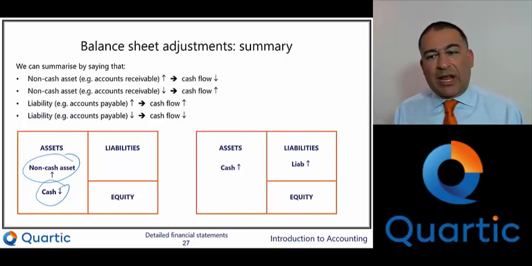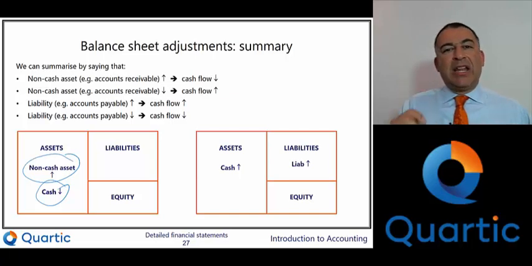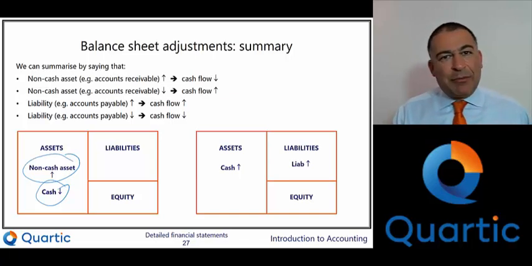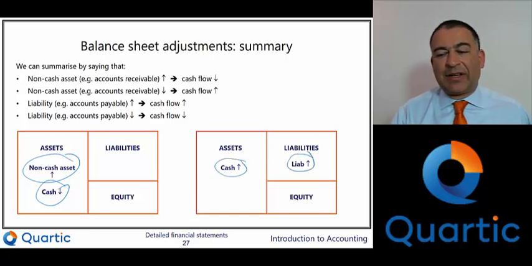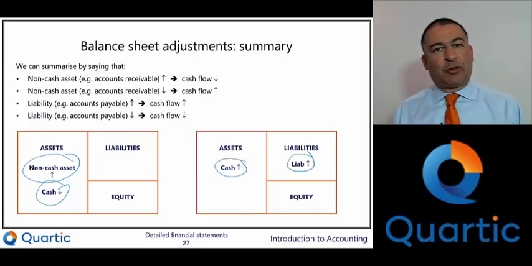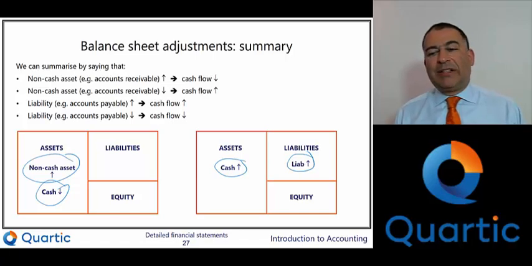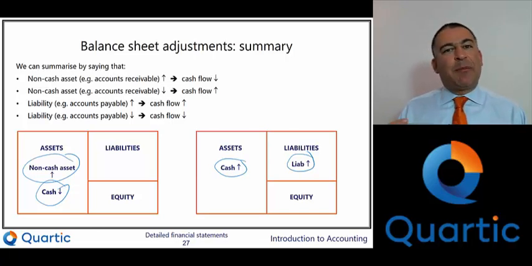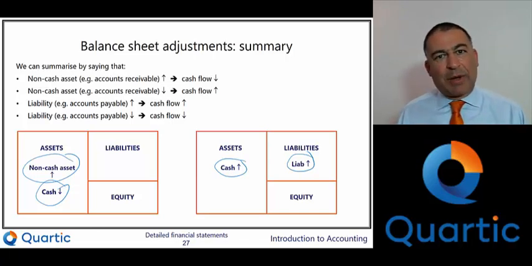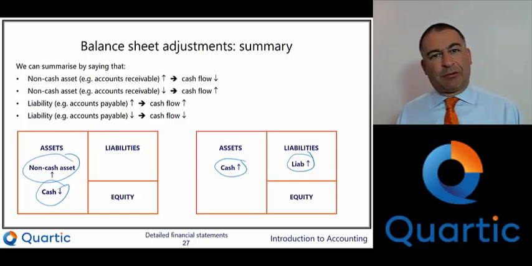If receivables go down, cash goes up. A liability moves in the same direction as cash because liability is on the right-hand side and cash is on the left, and therefore they move in the same direction to make it balance. So if liabilities go up, we owe more money, more cash in our bank account. If liabilities go down, it means we've paid more money, so less cash in our bank account. They move in the same direction.